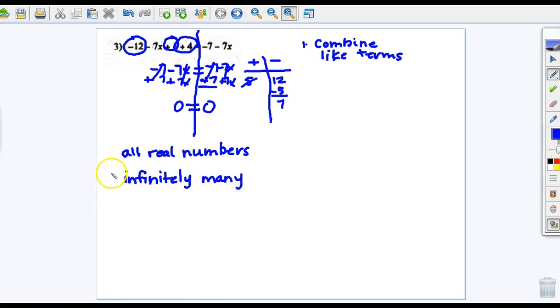So you want to look for either one of these possible answers when you have a problem that ends up as 0 equals 0. Go ahead and push pause and make sure you get this copied down, and then we're going to move on to our next problem. The most important point for this side here is that I want you to remember to combine your like terms before you try to solve anything.